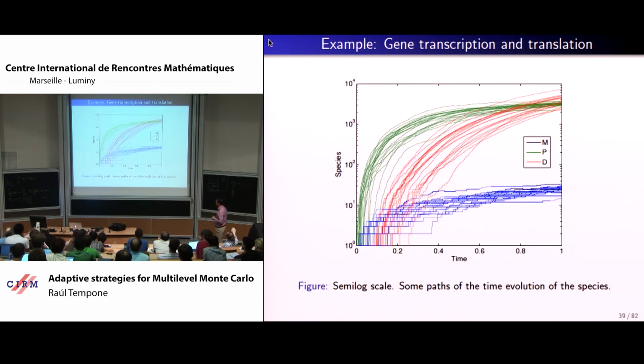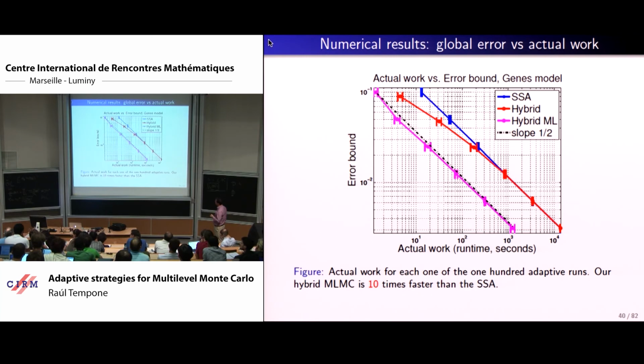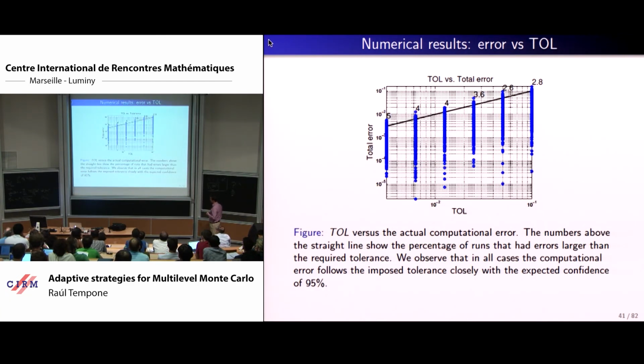This is the example that I showed you at the beginning. Here you see that from the exact method, which is SSA, the error bound versus the tolerance essentially goes like the tolerance to the minus 2. So this is the complexity that we have. If you use this hybrid multilevel method, you can still keep the same complexity, and what you gain is a constant, but the constant can be substantial. In this case, it's 10 times faster. And this is actually the usual plot that you would see in our papers. It's the control of the weak error.